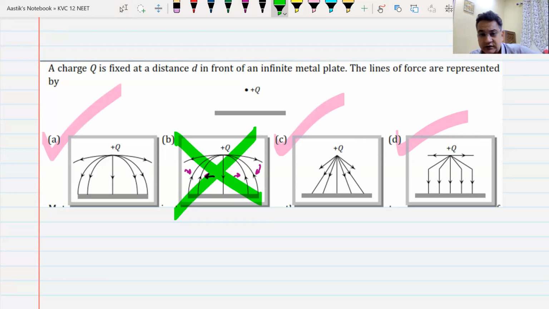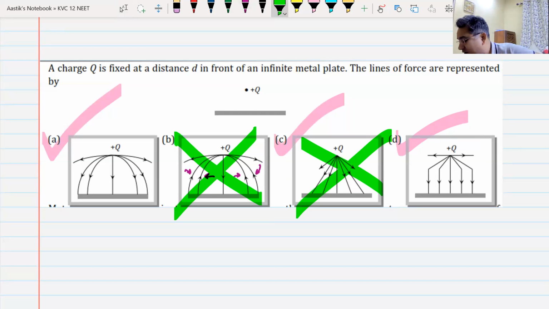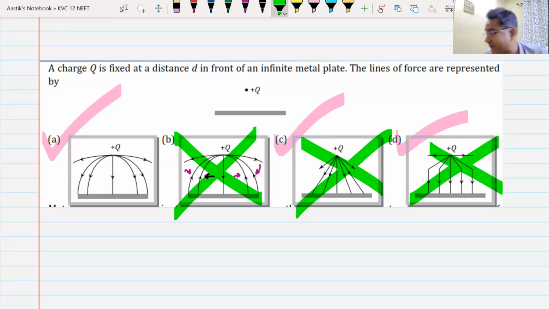Now, the plate is a conductor. Therefore, the lines must go perpendicular. If the line is not perpendicular, it says bye-bye. Now, the only options remaining are A and D. In option D, you can definitely say lines cannot be like this. They cannot just go like this. So obviously this is not the answer. The only thing that fits is A, Abhiram, and that is the answer.